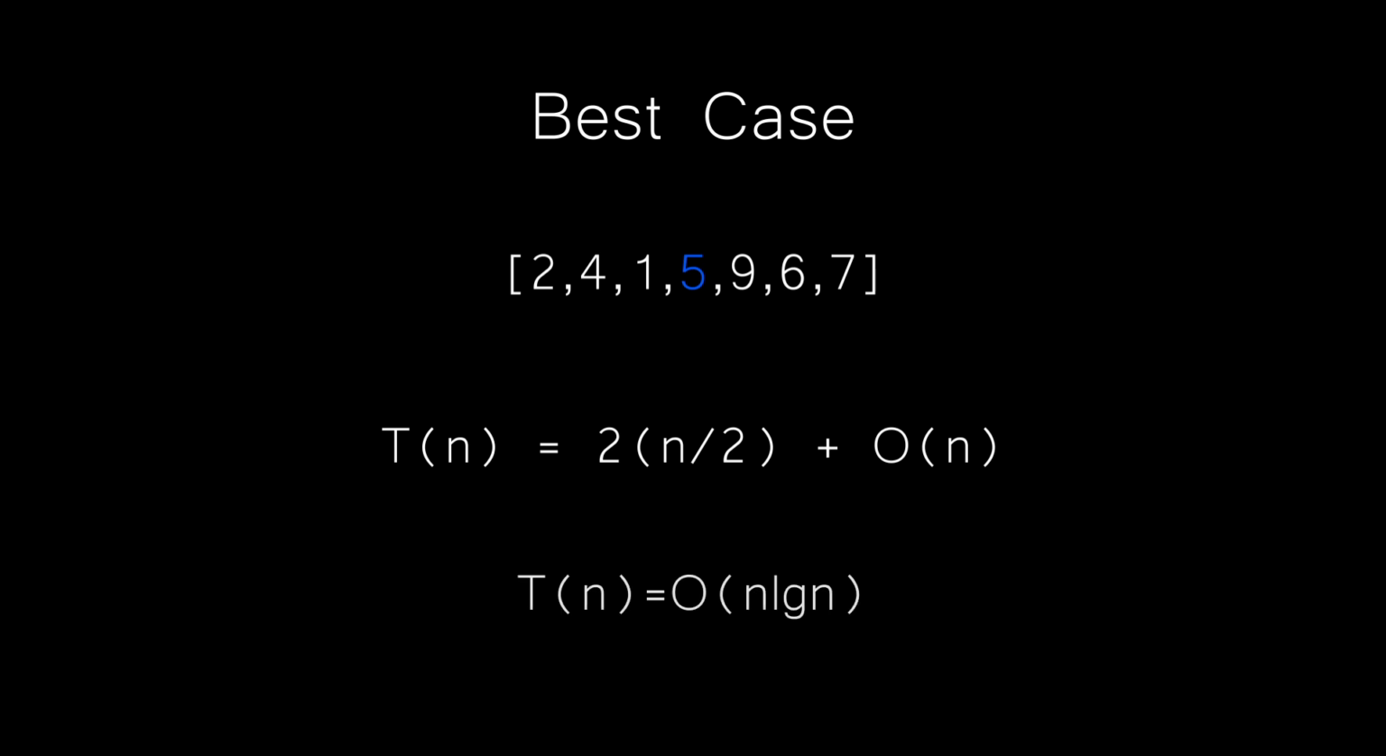We need to break it down into the best case, the worst case, and the average case. For the best case, we have an even split on our array, so our time function looks like this. We can apply the master theorem to this, and our runtime becomes n log n. That is the best case, and this is actually as fast as we can get with comparison-based sorting algorithms.